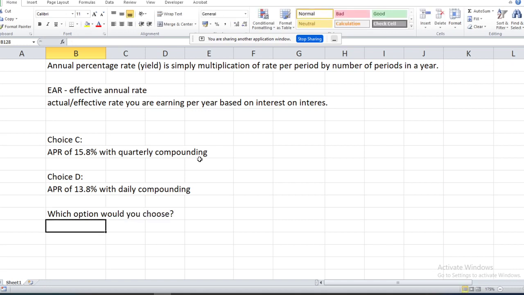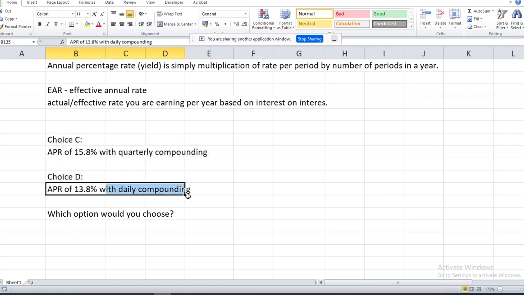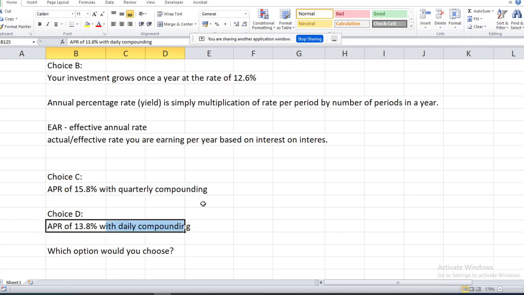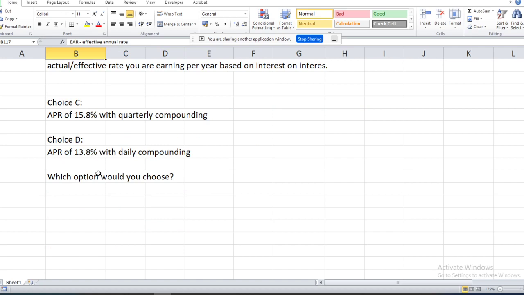To answer this question, you don't just simply compare APR or APY, because they're on different compounding. One is quarterly, one is daily. You actually need to compare effective annual rate. That's going to actually show you the effective amount of money that choice C or choice D is going to profit for you. Okay, so let's calculate effective rates from these examples.